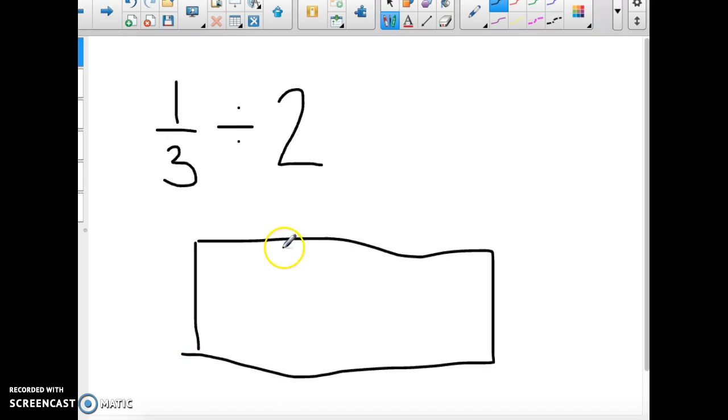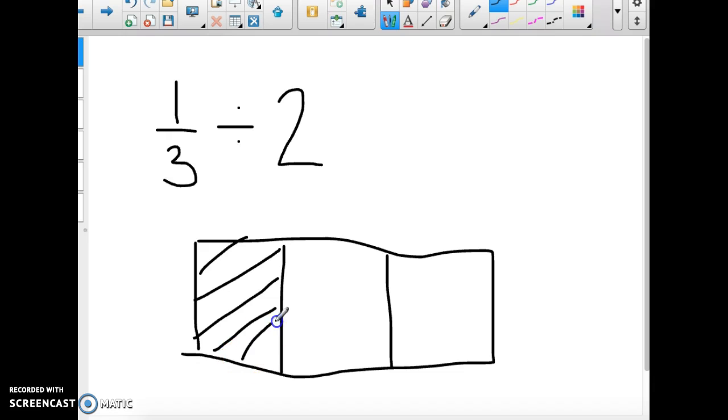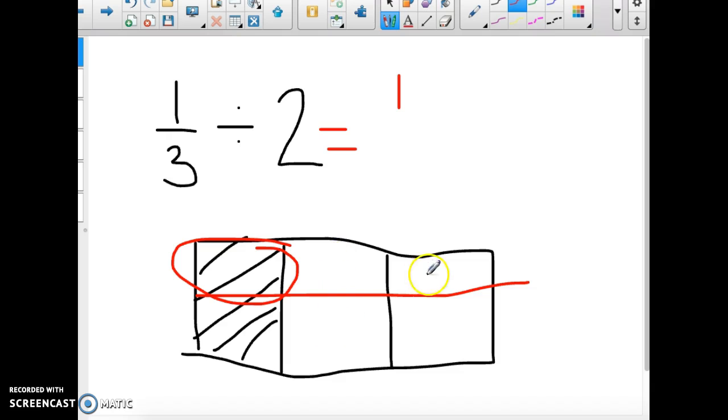This is my whole. I don't have the whole thing. I only have a third of it. And so I have to share this now, or I have to split this into 2 equal parts. So if I go ahead and I split this, I am making 2 groups that are this big. Well, how big is that? Well, that's 1 piece out of 1, 2, 3, 4, 5, 6 pieces. So a third split into 2 pieces is a 1/6, which is reasonable.